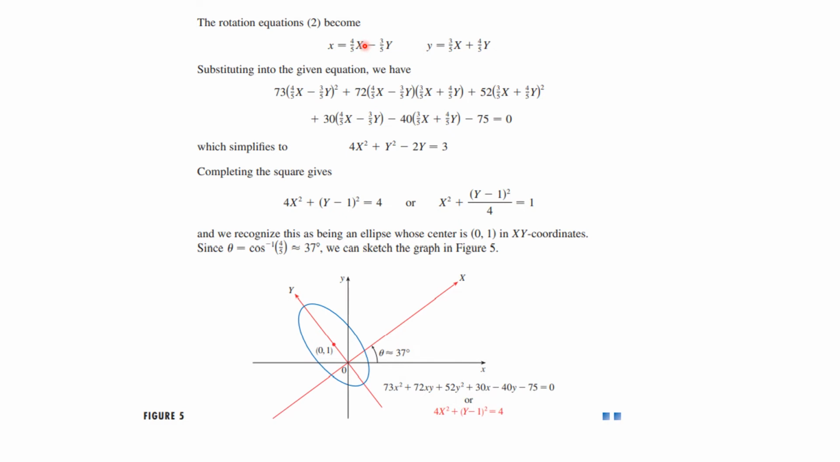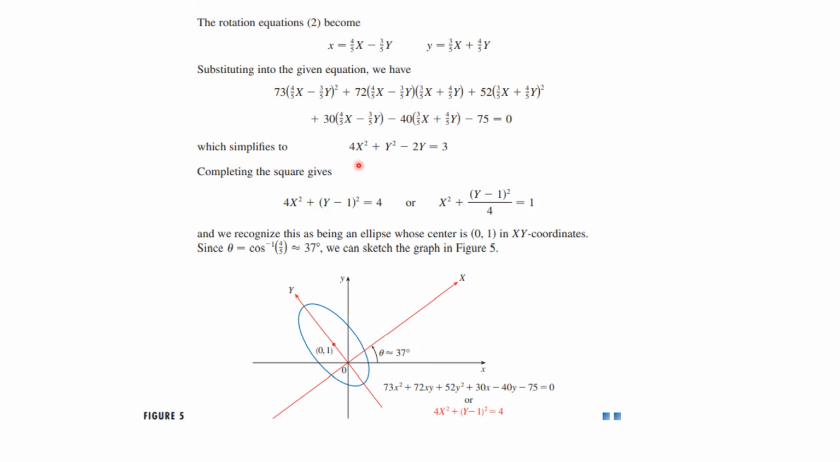So the rotation equations then is lowercase x is this, and lowercase y is this. So we're going to substitute that into the equation we had at the beginning of the problem for x and y. So we substitute in, and we do the calculation and we simplify. There's quite a bit of algebra involved in the simplification, so you should do it.